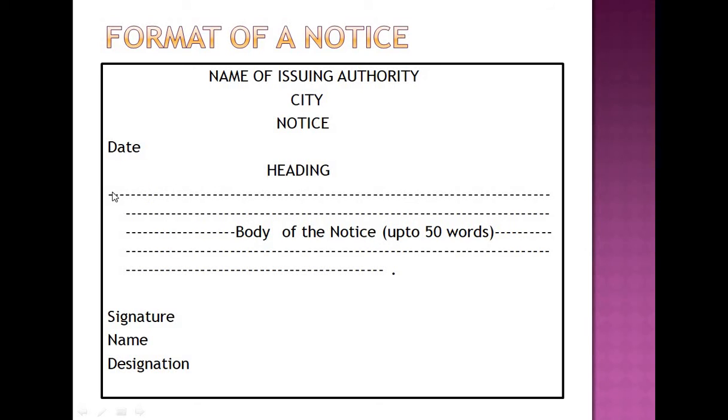After writing the heading, you will leave one line and start writing the notice from the left hand corner of the page. The body of the notice must be up to like 50 words. After you finish writing the notice, you will leave one line and then comes the signature of the person who has issued the notice, the name of the person who has issued the notice. It should not be in capitals. Only the first letter of the name should be in capital. And then comes the designation of the person who has issued the notice. Let's say for example your principal issues the notice, so we will write principal over here in designation.